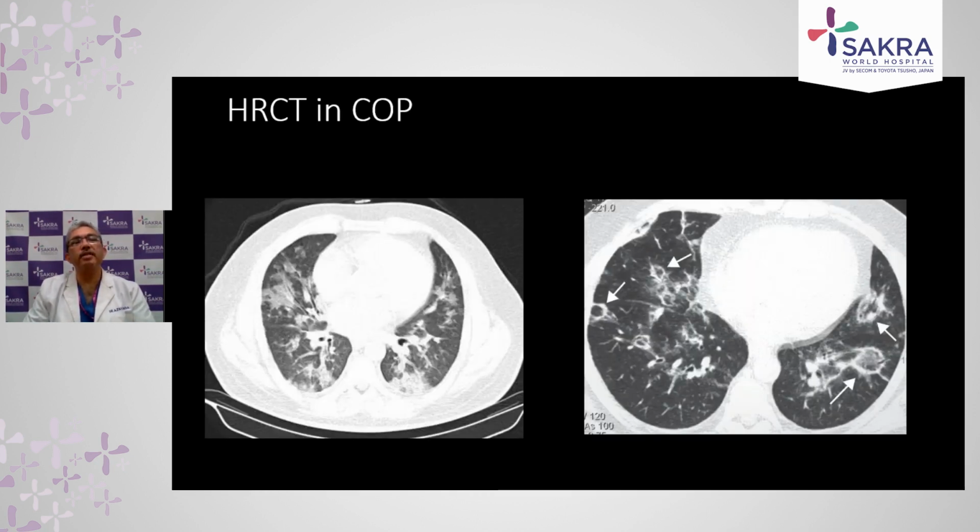HRCT in cryptogenic organizing pneumonia shows patchy consolidation in both the lungs. You can see it is patchy, and it is usually subpleural, and distributed in more than one lobe. Here you find this characteristic sign which is called a reverse halo sign. That is a round area of infiltration with a central area of clearing. Reverse halo sign is also quite characteristic.